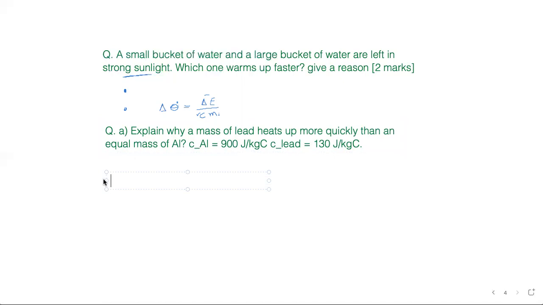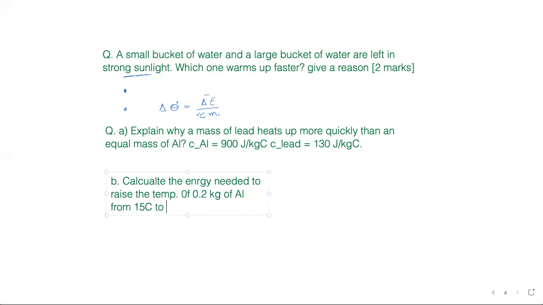So now we go to question B part of this one. The B part is: calculate the energy needed to raise the temperature of 0.2 kilogram of aluminium from 15 degrees centigrade to 40 degrees centigrade.